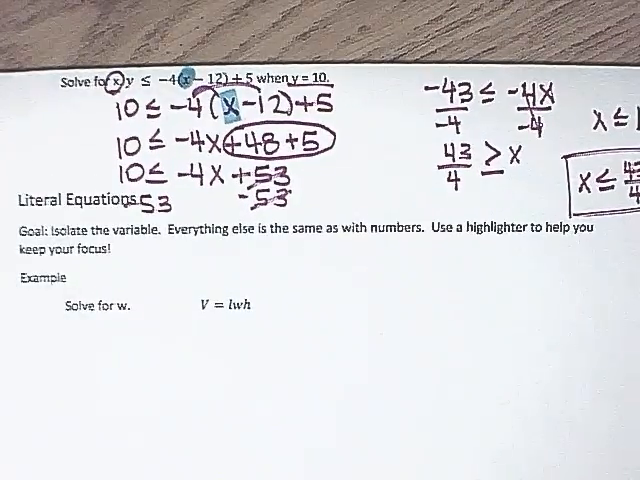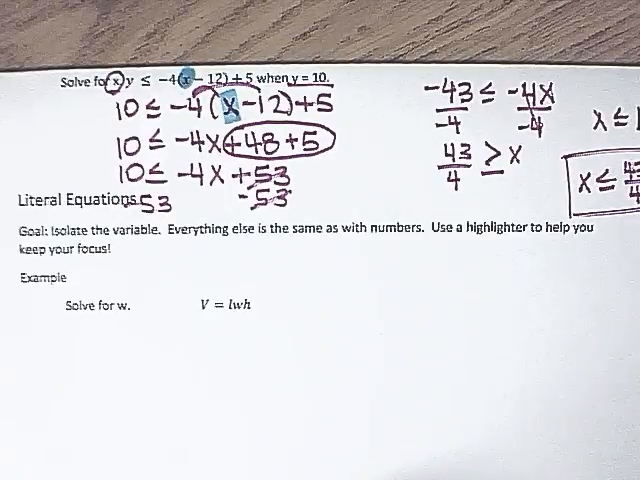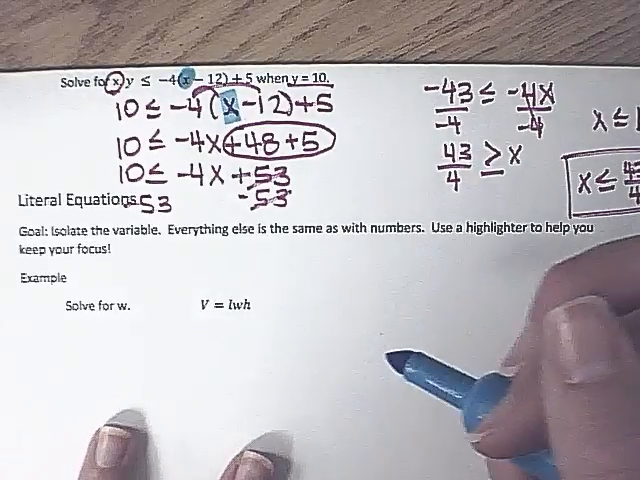The last thing that I want to talk to you about at this station is literal equations. Literal equations just means a formula. Basically very little or no numbers, only variables. Your goal, again, is to get the variable by itself. Everything else you treat just like numbers. So if it's being multiplied, the inverse is to divide. If it's being added, the inverse is to subtract. Use a highlighter to help you keep your focus.